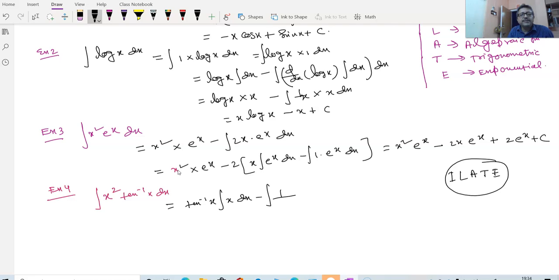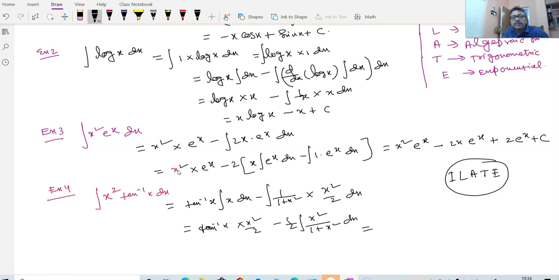minus derivative of tan inverse x is what? Into integration of x dx is what? Whole dx. So there will be tan inverse x into half x squared by 1 plus x squared dx.